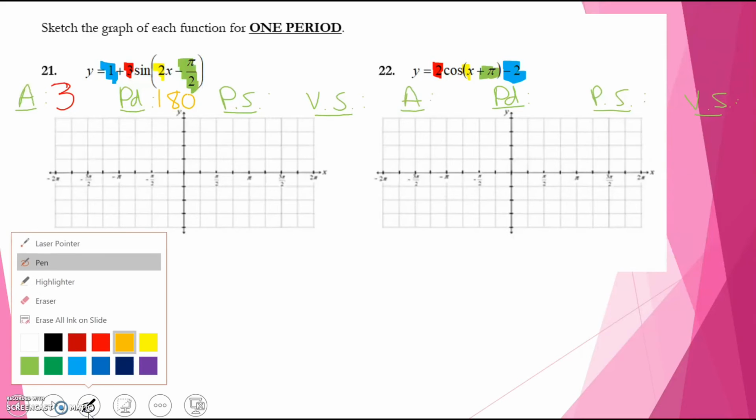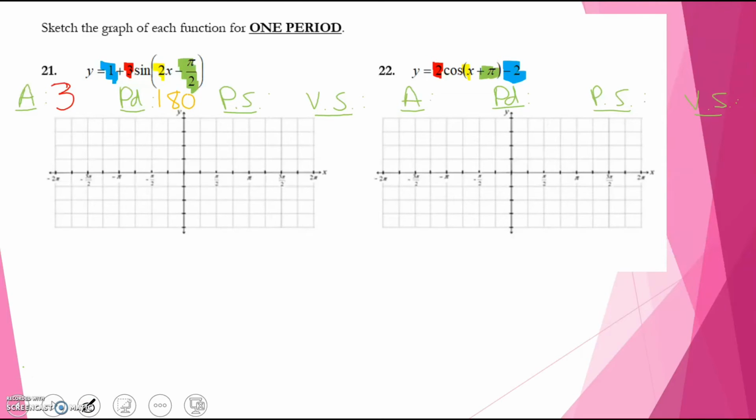The phase shift for this one would be negative c, so negative pi over 2, divided by b, which is 2. You'd have to keep, change, flip, the negatives would cancel, and you'd be left with pi over 4, which is the same thing as 45 degrees. So if you like degree conversion, 45 degrees. And then the vertical shift is 1.